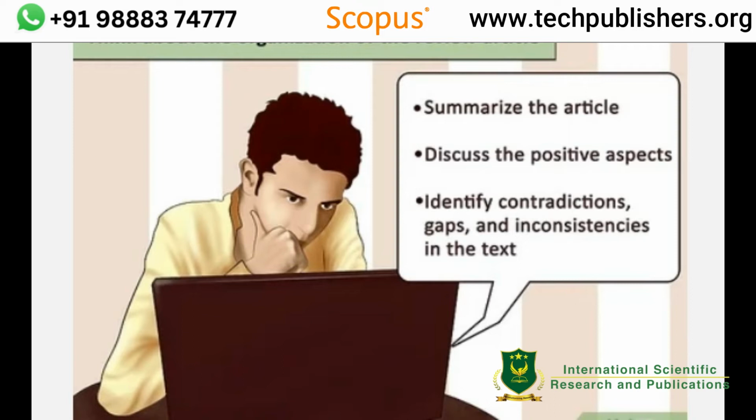You have to discuss the positive aspects of the article and think about what the author does well. And also you have to identify corrections, gaps and inconsistencies in the text. You have to determine if there is enough data or research included to support the author's claims. You have to find any unanswered questions left in the article.